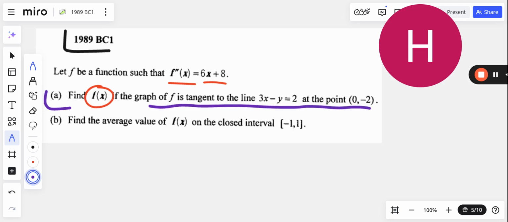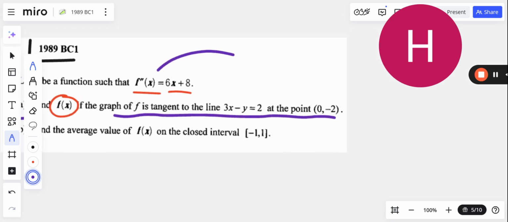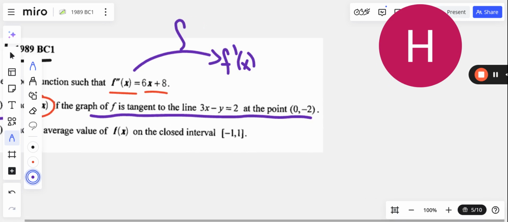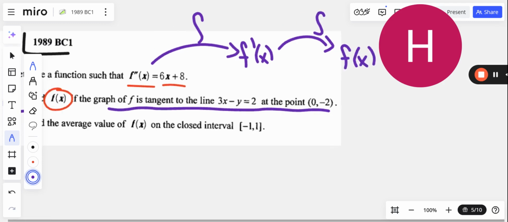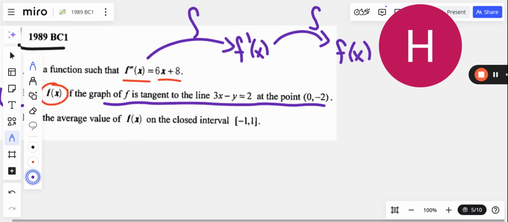They're giving us initial conditions in a very interesting way, because in order to go from f double prime to f, you would first have to take an integral, and then you arrive at f prime plus c, right? And then you would have to take another integral and use another initial condition to get f of x, because there would be another plus c. But where's the initial condition for each of these things?